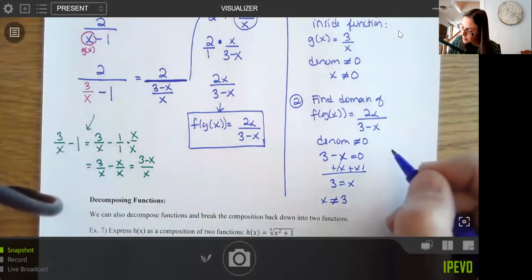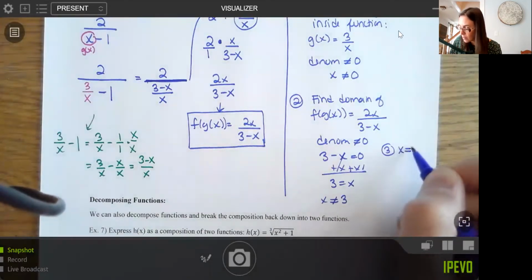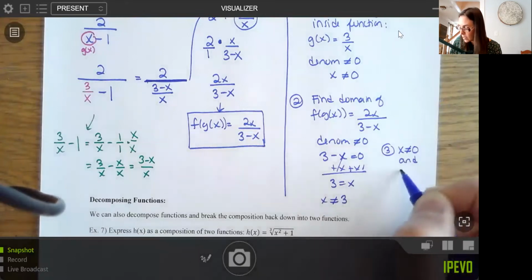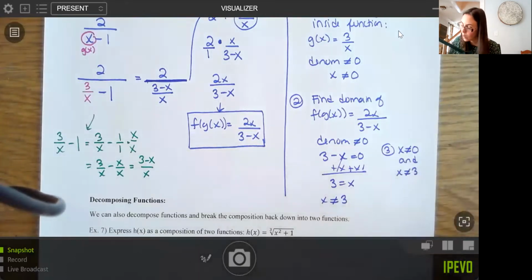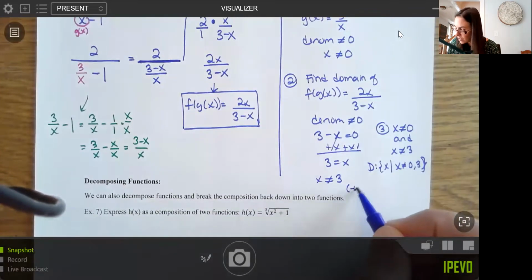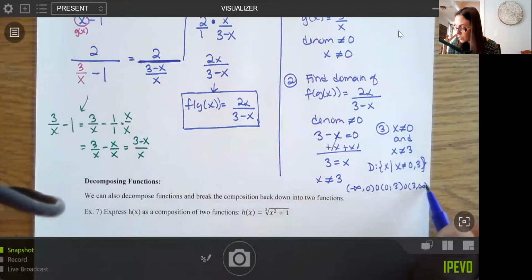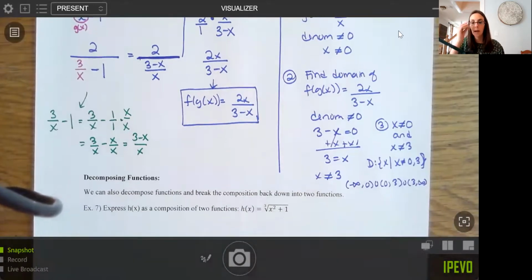And then your third step is to put this together. So from the first part, x cannot be 0. And from the second part, x cannot be 3. So our overall domain is all x values such that x is not 0 or 3. Or in interval notation, we have negative infinity to 0, 0 to 3, 3 to infinity. And I'm just using those union symbols in between to represent that all 3 together are part of the answer here.